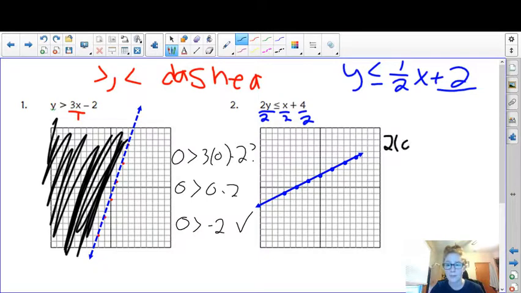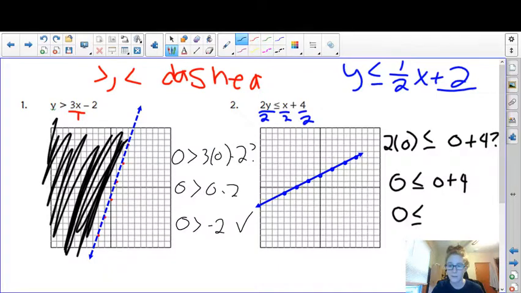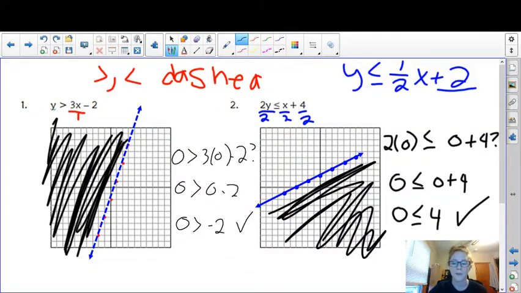So 2 times 0, is that smaller than 0 plus 4? Well, 2 times 0 is 0, and then 0 plus 4 is 4. So is 0 smaller than or equal to 4? Since that is a true statement, we're going to go ahead and color in wherever that point was. And since I picked 0, 0, it's down here below it.